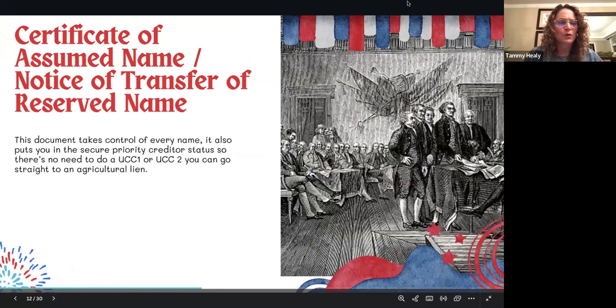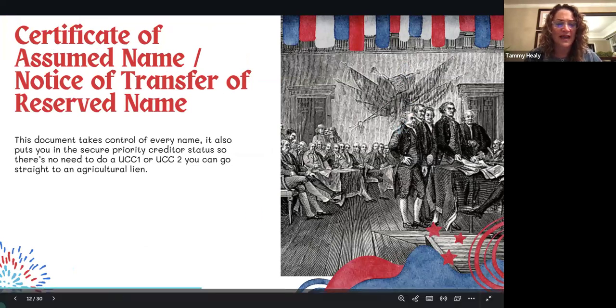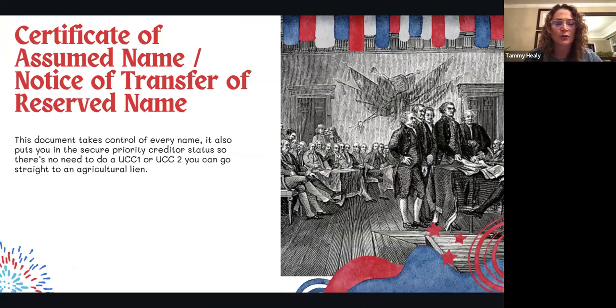All right. Let's move on to certificate of assumed names, notice of transfer of reserved name. All right, this document takes control of every name. It also puts you in the secure priority creditor status. So there's no need to do a UCC1 or UCC2. And those of us who aren't familiar with these processes, because these were older processes when they were trying to nail down the right paperwork. Basically, this document, the certificate of assumed name, replaces that. You can go straight to an agricultural lien.